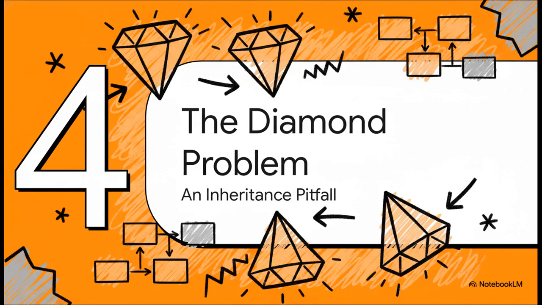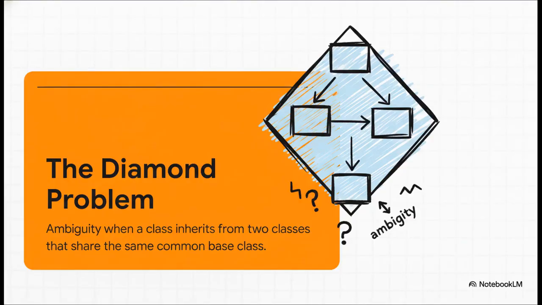Now, inheritance is awesome, but with all this power, you can sometimes run into some tricky situations. Let's talk about a really famous one. A puzzle that can pop up in more complex designs, the infamous diamond problem. So what the heck is it?